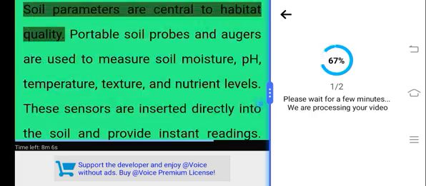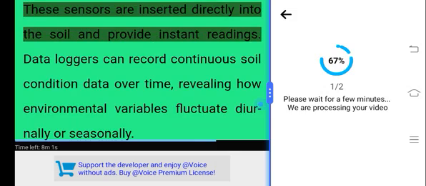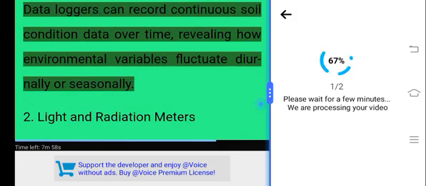1. Soil analysis tools. Soil parameters are central to habitat quality. Portable soil probes and augers are used to measure soil moisture, pH, temperature, texture, and nutrient levels. These sensors are inserted directly into the soil and provide instant readings. Data loggers can record continuous soil condition data over time, revealing how environmental variables fluctuate diurnally or seasonally.